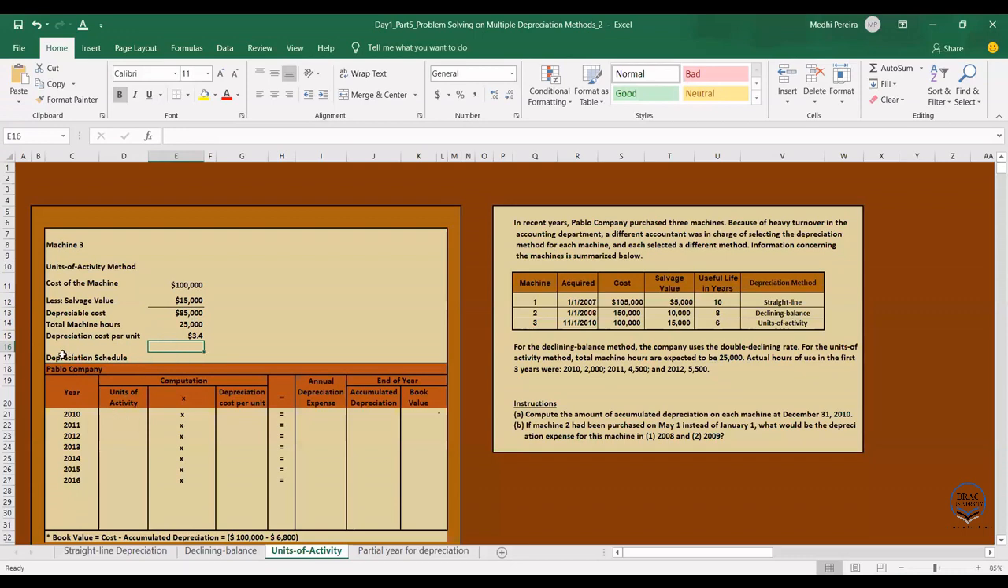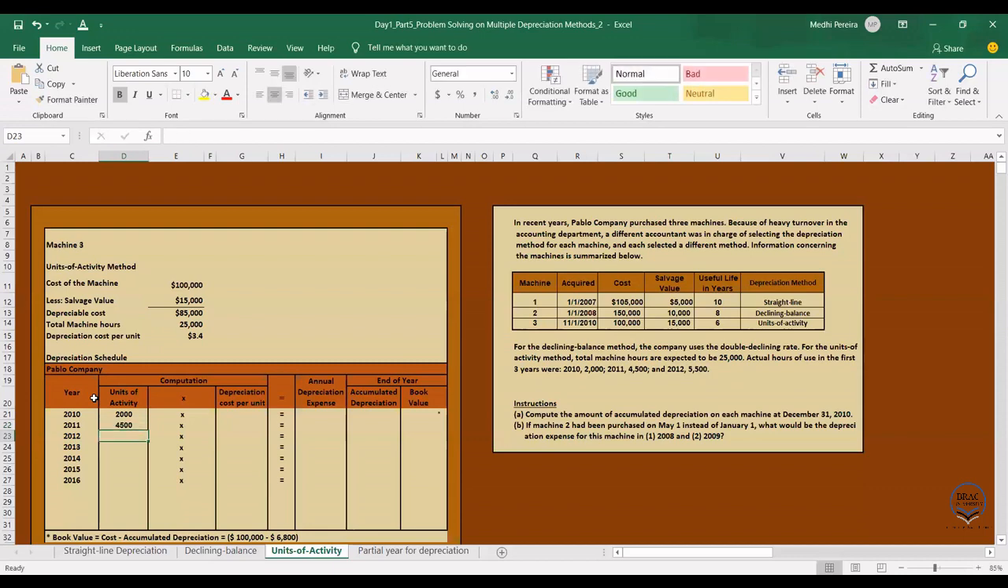Now we will go to the depreciation schedule, and as you can see, the schedule has already been formatted. For 2010, we have been given the units of activity, which is 2,000 hours. So we will just write 2,000 hours. For 2011, it is 4,500 hours.